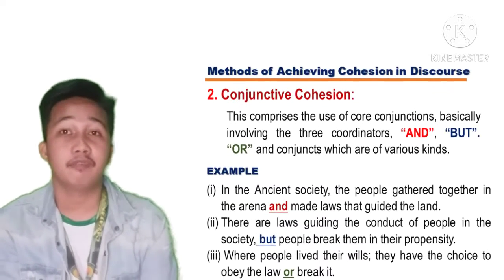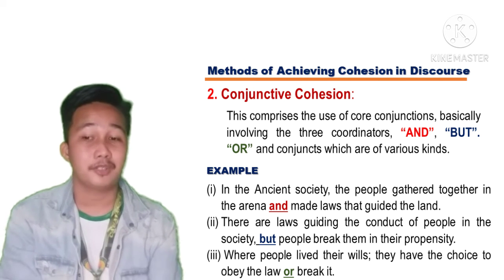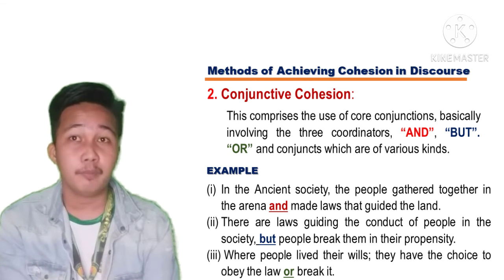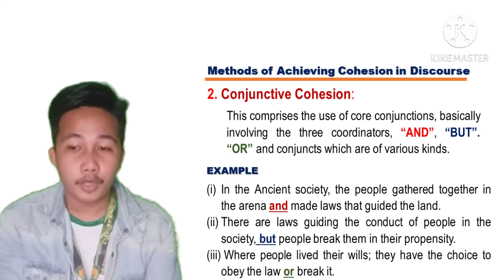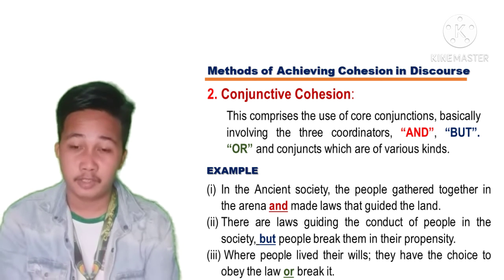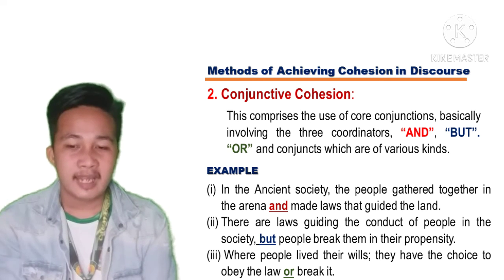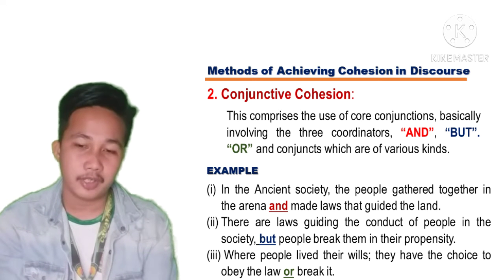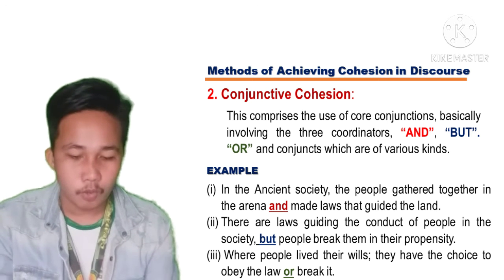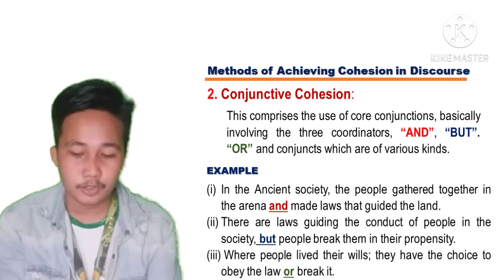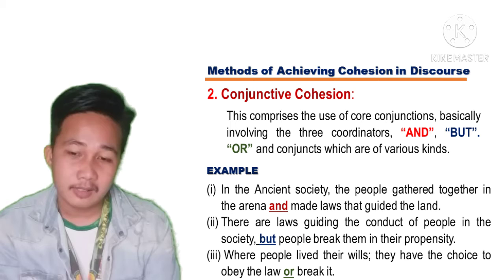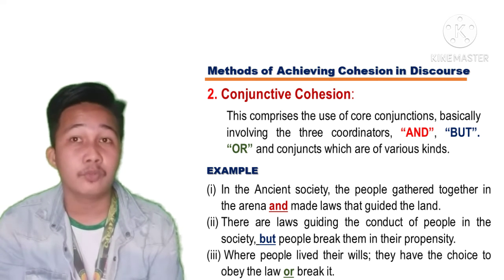Number 2 is conjunctive cohesion. This comprises the use of core conjunctions, or basically coordinating conjunctions. Today we will be involving three coordinators such as and, but, and or, and conjuncts which are of various kinds. For example, in the ancient society, the people gathered together in the arena and made laws that guided the land. Basically, and is used to join words or to add. So we added made laws that guided the land to the first clause.